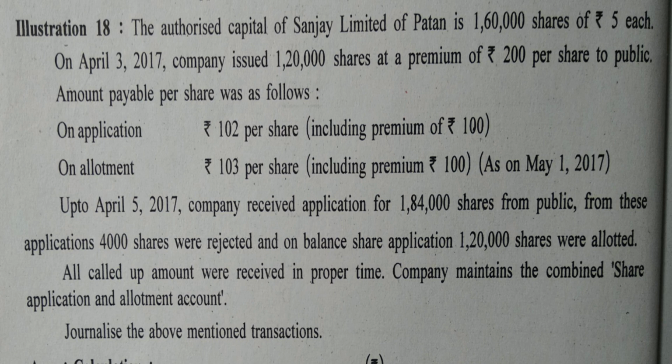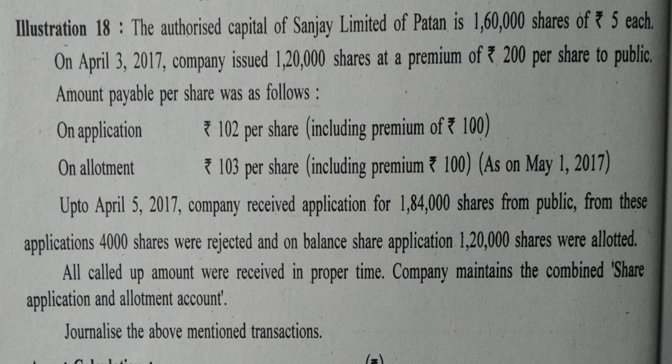Fine. So up to April 5, 2017, the company received applications for 1,84,000 shares from the public. From these applications, 4,000 shares were rejected and on the balance, share application, 1,20,000 shares were allotted. All called up amounts were received in proper time. The company maintains the combined share application and allotment account.